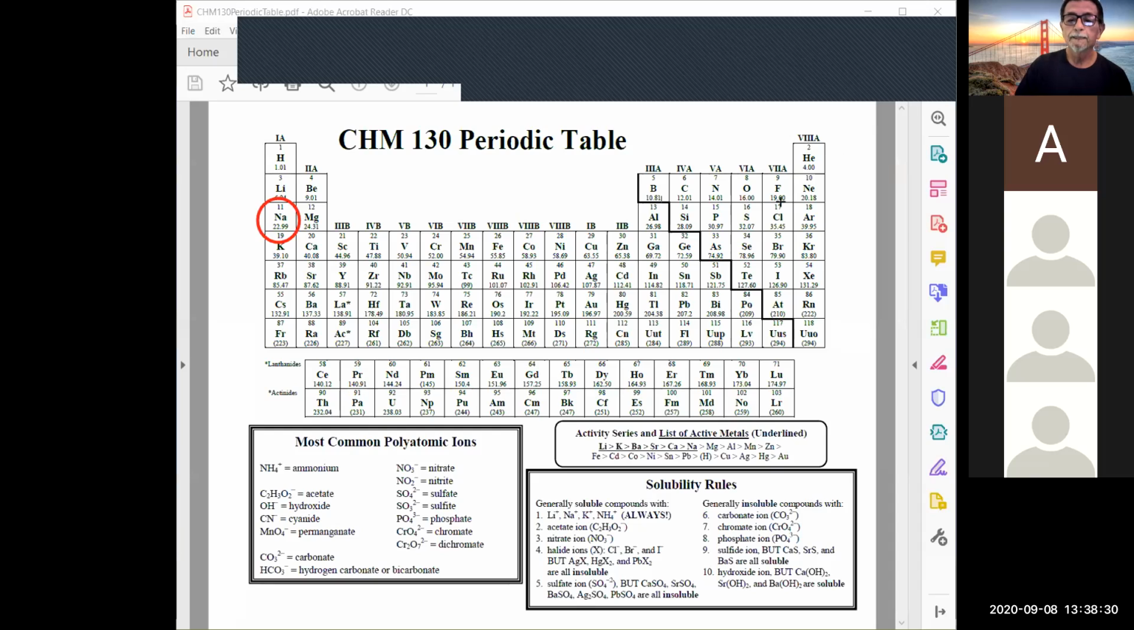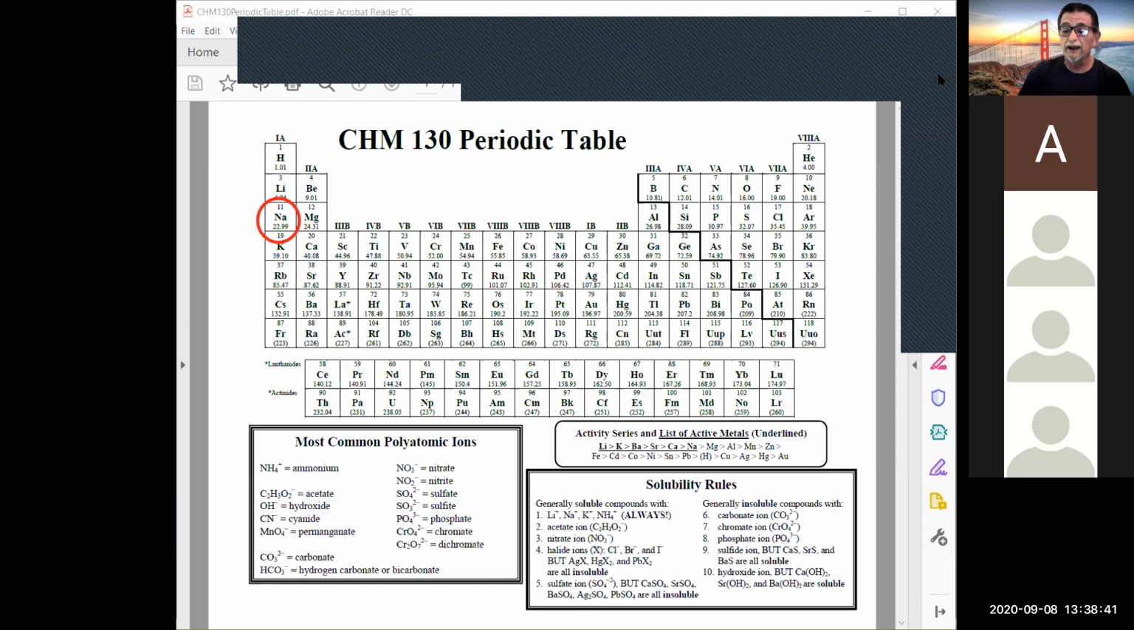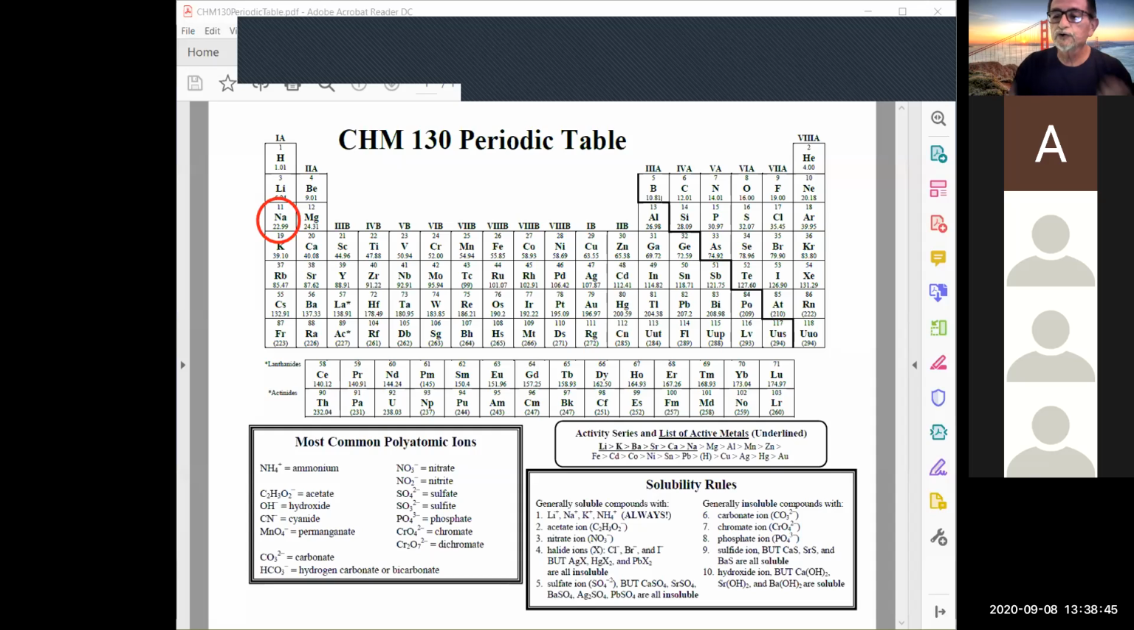Anybody? It's not 23. 11. No, 11. The atomic number on top tells you how many protons it has. That's correct. Amanda has 11. How many electrons does it have? Based on 11, what you said.